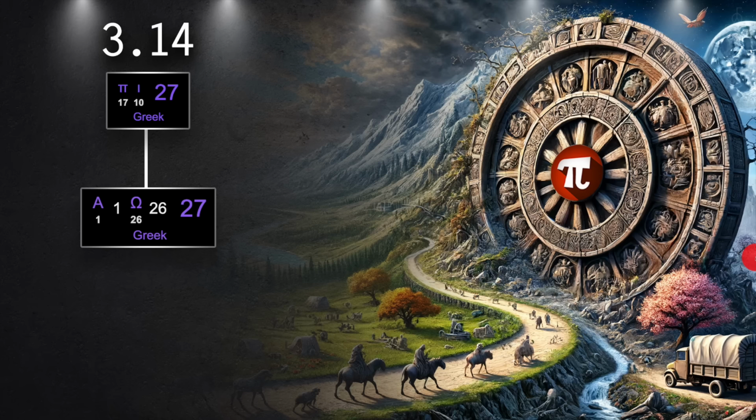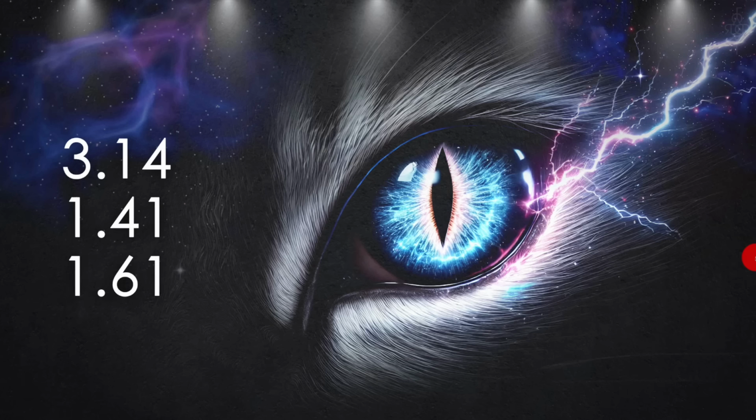And pi, when you say it, is a 27. It's a 1710. And that matches the Alpha and Omega, the beginning and the end, which is an aspect of time. God is time. Well, that's tied to the eye, right? The all-seeing eye watching over us, right? So, these are the topics that I'm going to discuss for this presentation, folks.